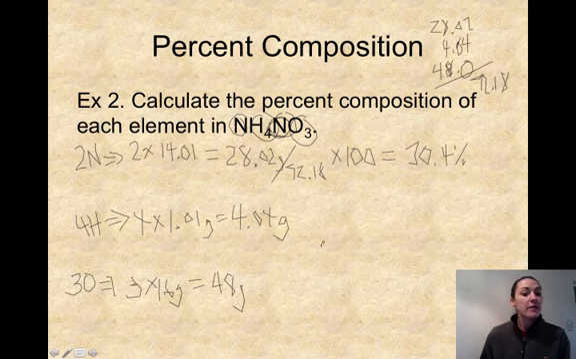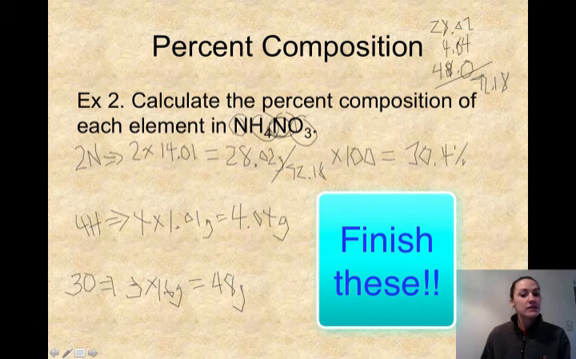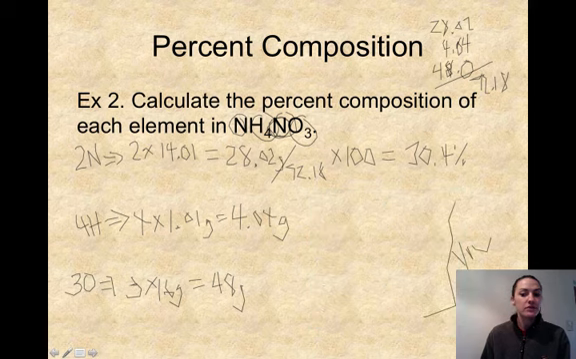Okay? So now what I would like you to do is divide by the total for both of these, for the hydrogens and for the oxygens. And I want you to find out what's the percentage of hydrogen and what's the percentage of oxygen in this example. All right? So you have to finish these. Make sure you show it in your notes.